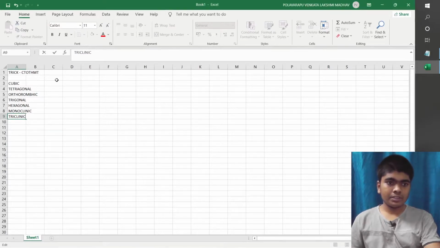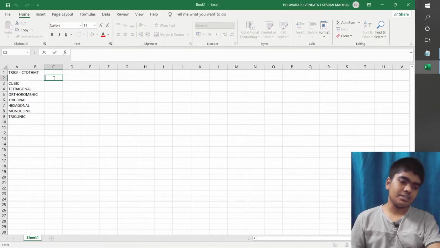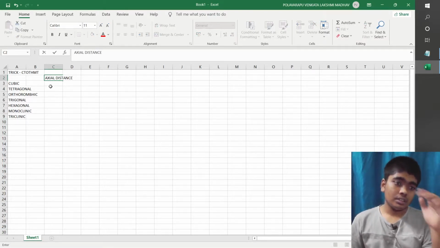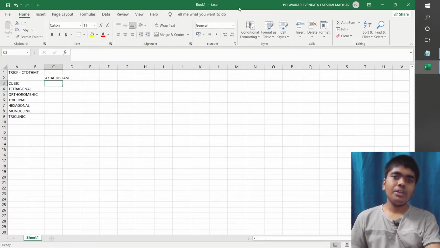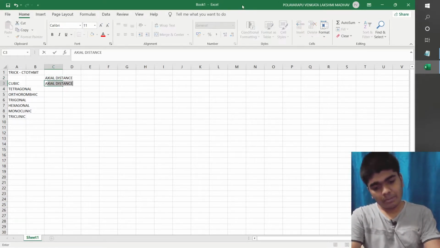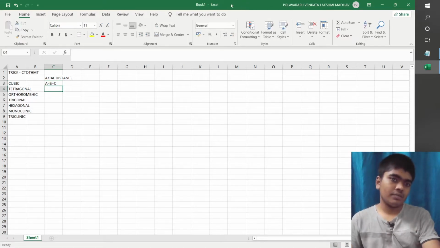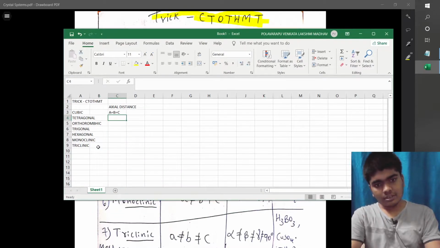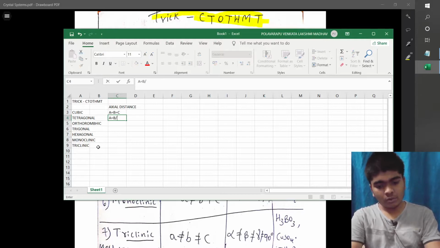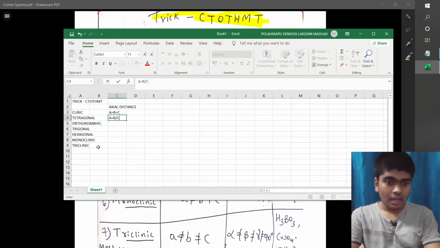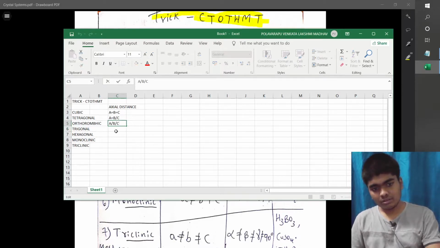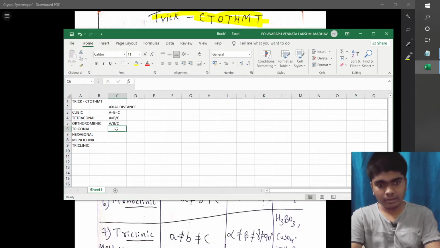Now we will discuss the axial distances. You need to remember a particular order. The first is A equal to B equal to C. The second is A equal to B not equal to C. And the third is A not equal to B not equal to C. This order will be followed for the rest of the three also.